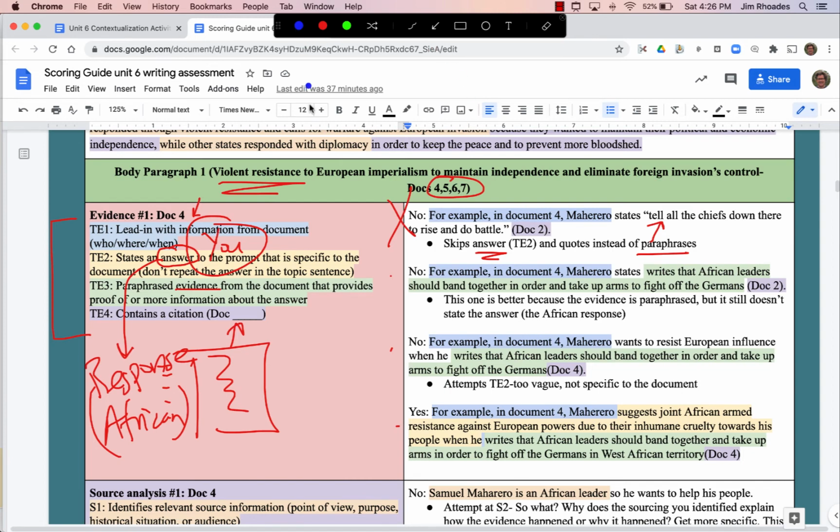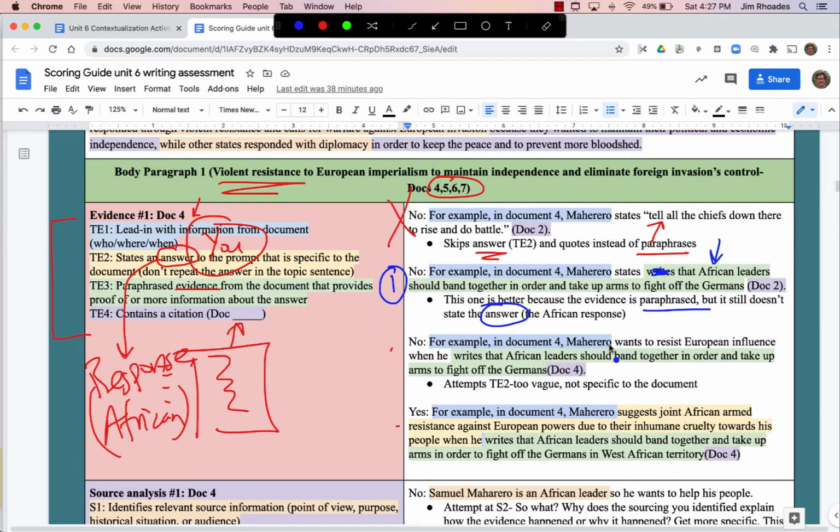Go on down to my second example here. I've got the same elements, but I've changed my quote to a paraphrase. In document 4, Mahihiro states, I guess it should not have that African leaders should band together in order to take up arms to fight off the Germans. It's paraphrased, but I'm still missing the answer. So that one has a possibility of 1 point for evidence if I do that for all the documents.